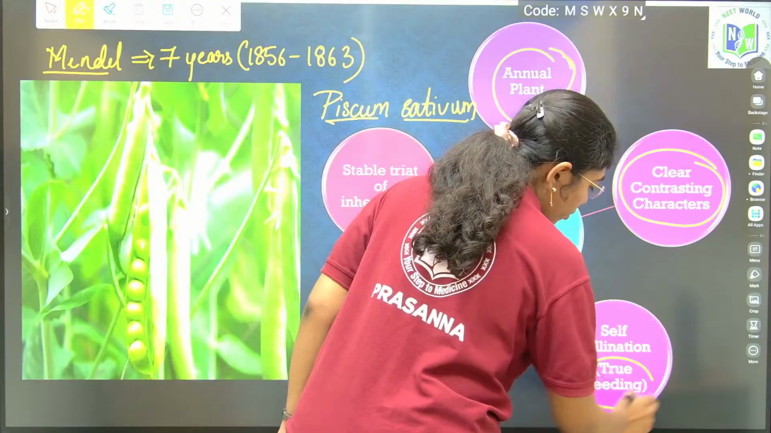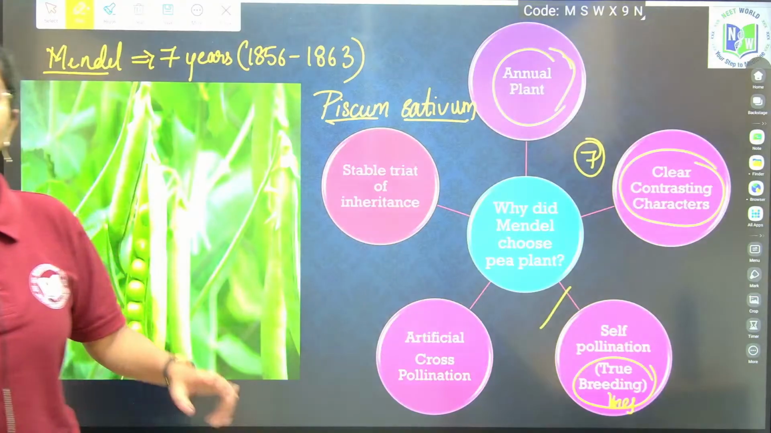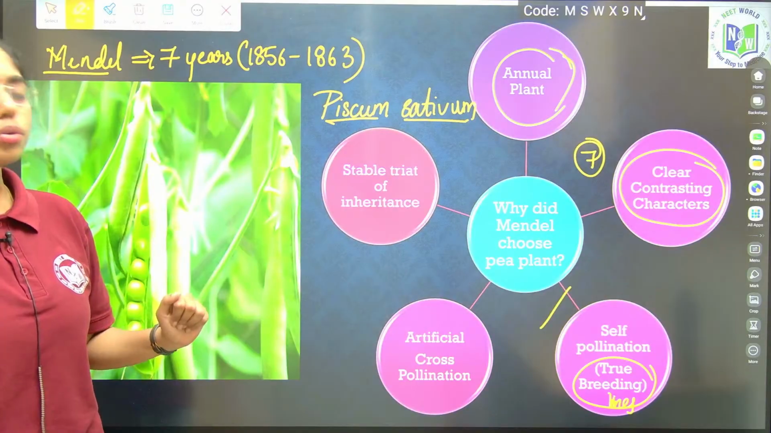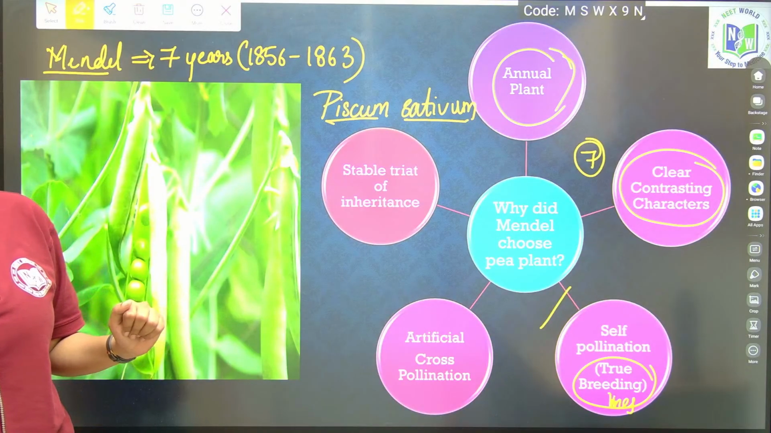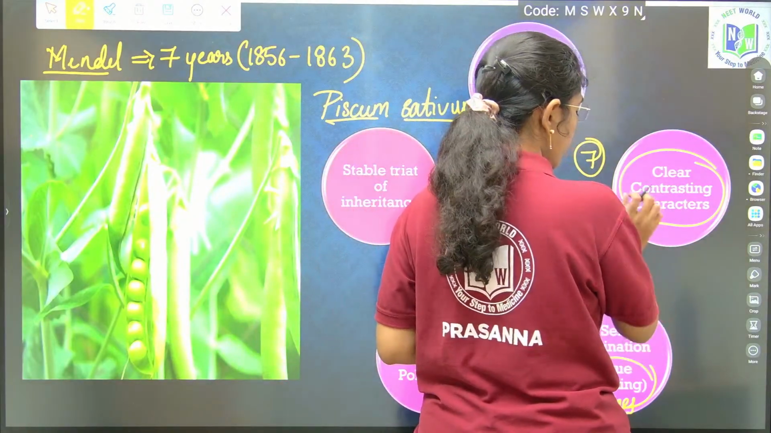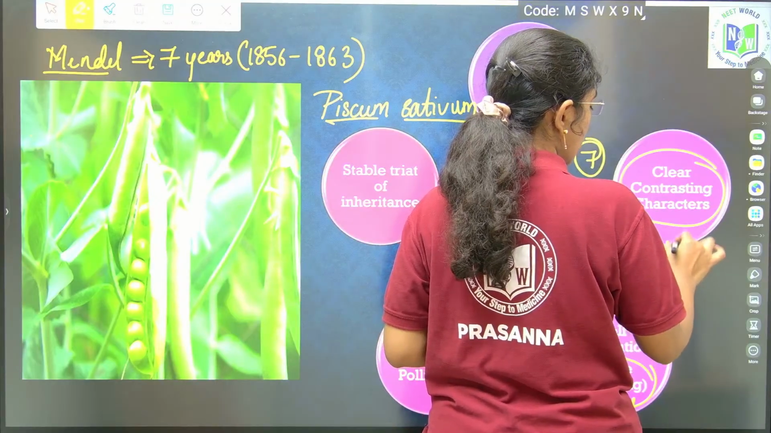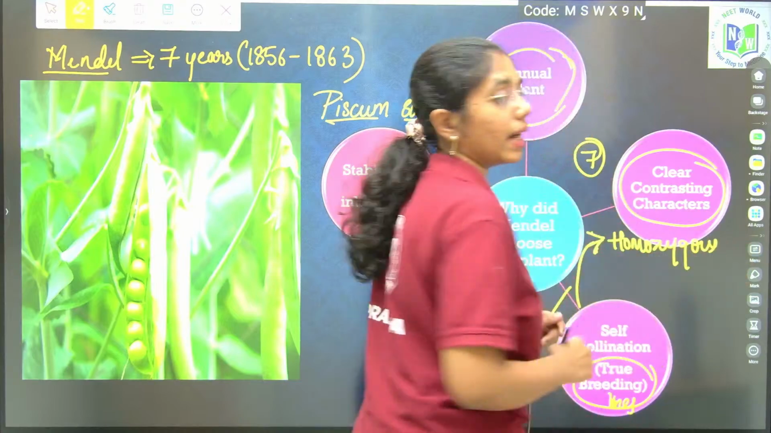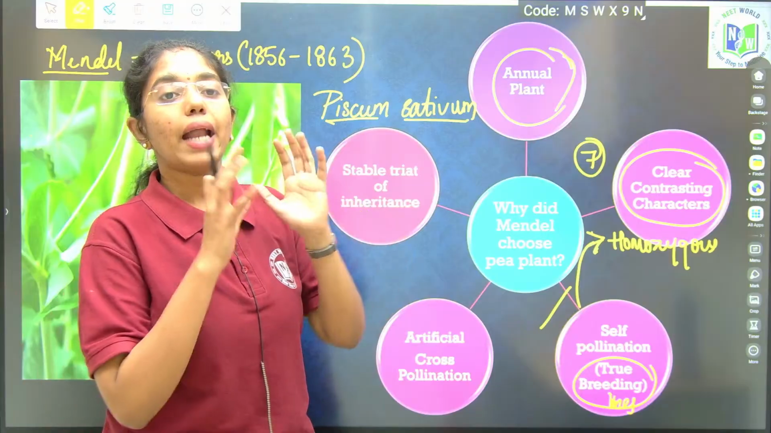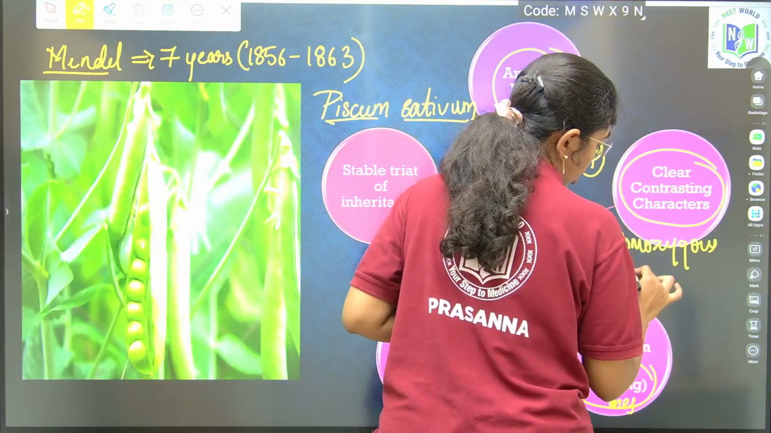Self-pollination will give rise to true breeding lines in pea plant. Continuous self-pollination of garden peas will give you true breeding lines. What are true breeding lines? True breeding lines are nothing but those exhibiting homozygous nature, be it for dominant or recessive. Homozygous nature is exhibited and a stable pattern of inheritance is shown. Stably the traits are passed and they are present in homozygous nature.